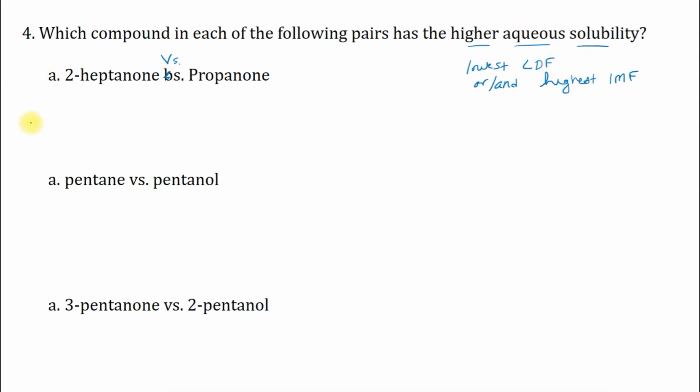So, all right, we just draw these. Heptanone has 7.